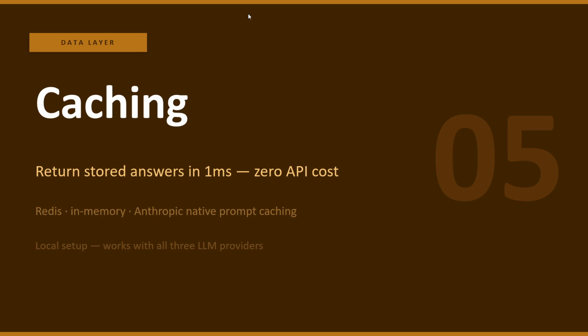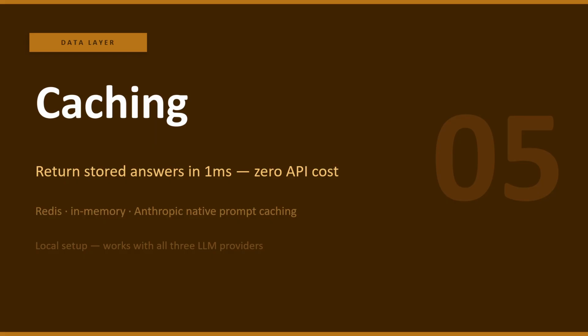This video is about caching. We are finishing the data layer. Every LLM API call costs money and takes time. Caching is how you avoid paying for the same answer twice. By the end of this video, you will have a working cache in front of your AI endpoint that returns stored answers in about 1 millisecond for zero cost.